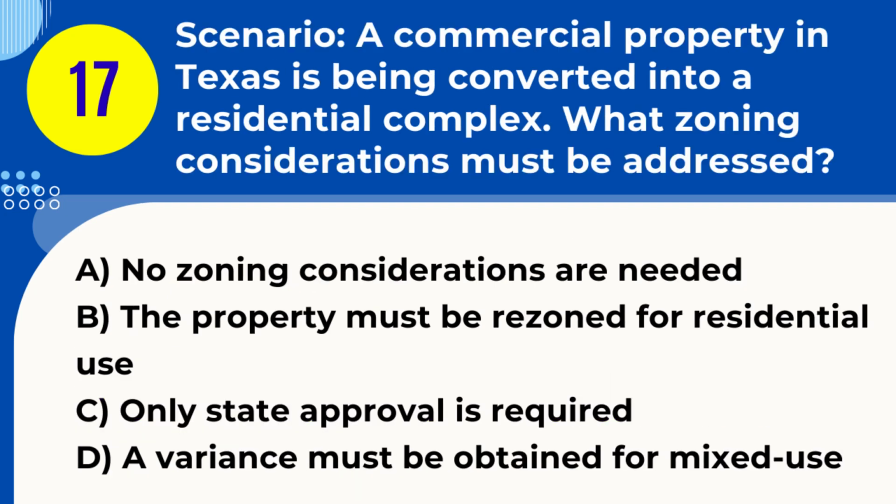Question 17. Scenario. A commercial property in Texas is being converted into a residential complex. What zoning considerations must be addressed? A. No zoning considerations are needed. B. The property must be rezoned for residential use. C. Only state approval is required. D. A variance must be obtained for mixed use. Answer. B. The property must be rezoned for residential use.